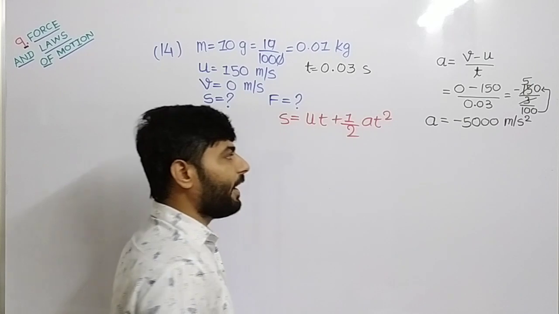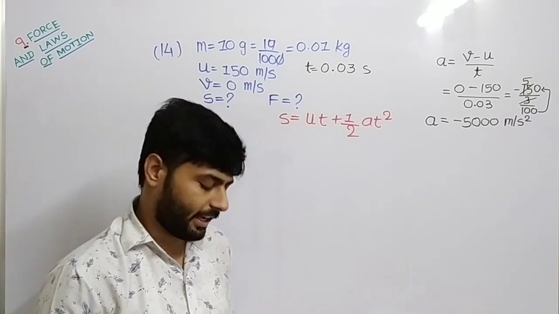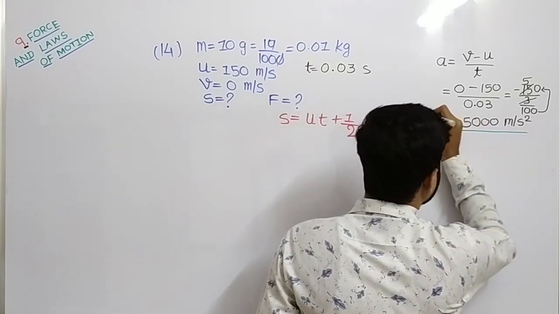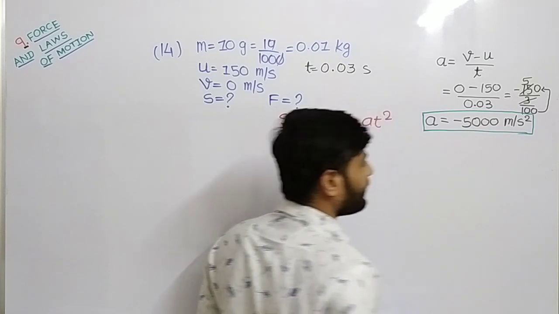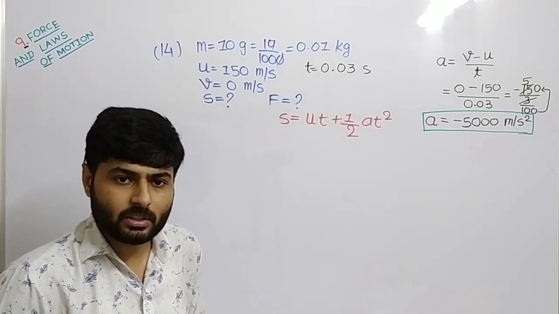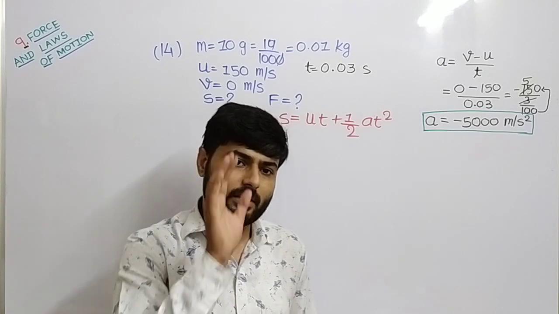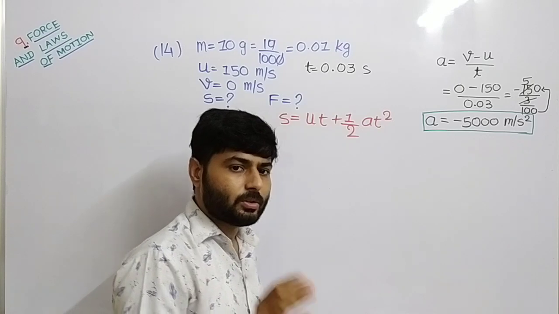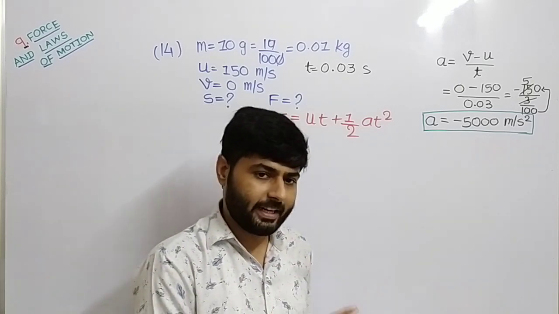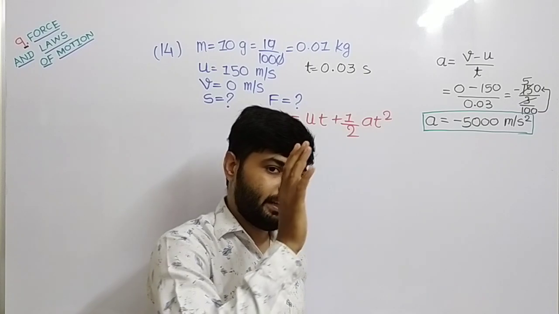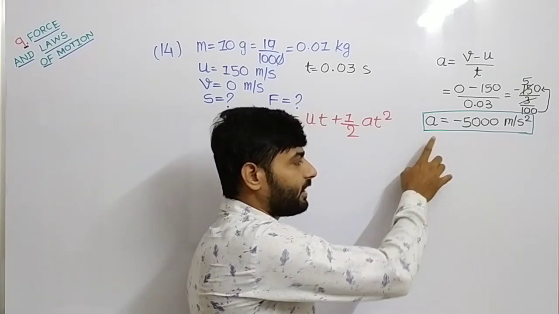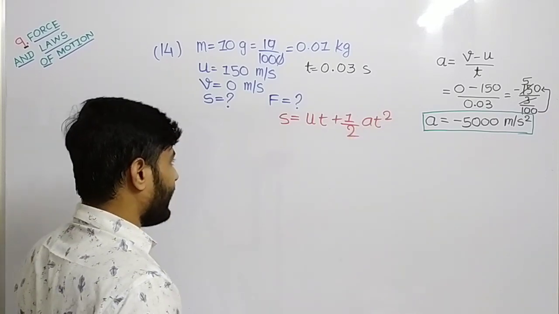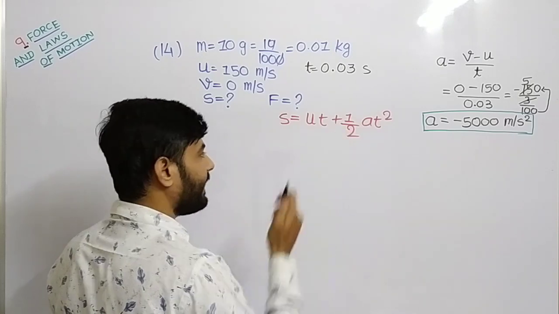So here I have the value of acceleration as minus 5000 meter per second square. Why minus 5000? Because velocity is decreasing. Velocity is 150, that becomes 0. I told you in previous lectures many times that when velocity decreases, the acceleration will be negative. So I have the value of a now. So I have to put the values of u, t and a here.